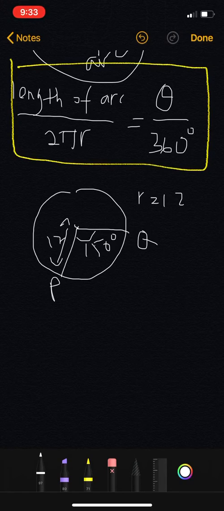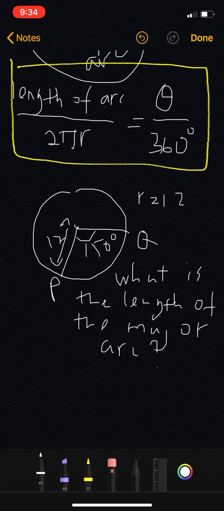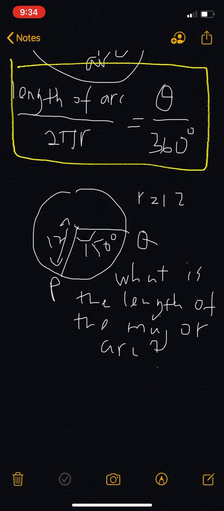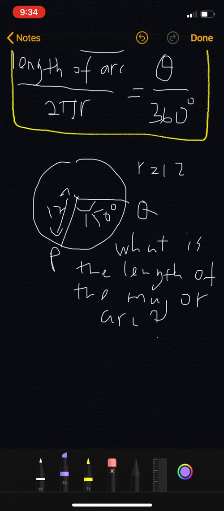The question asks what is the length of the major arc. So you have to find the length of the major arc. Where is it? Basically we are going to find this one, that length.